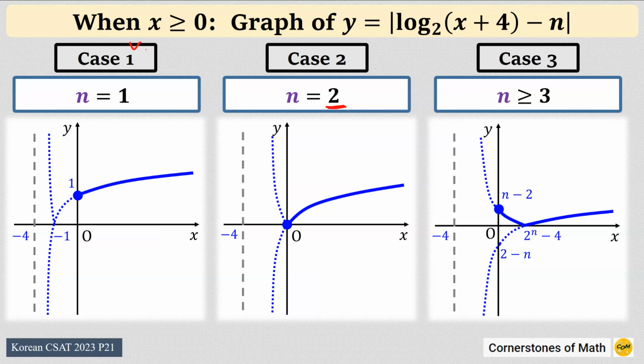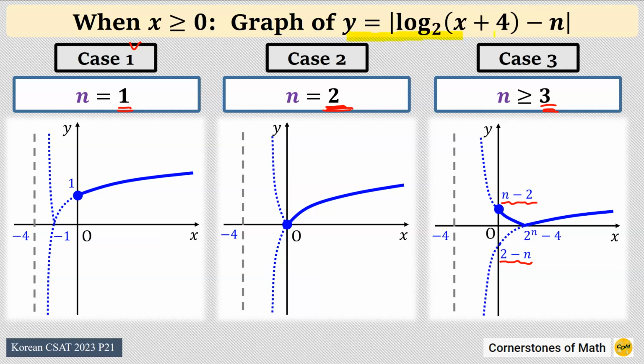The first case is when n is less than 2, but since n is a natural number, that case only includes n equals 1. Then we have n equals 2, and then we have n greater than 2. When n equals 1, the x-intercept is negative and the y-intercept is positive, so we have this graph. And when n equals 2, both x and y-intercepts become 0, so the graph passes the origin. And when n becomes greater than 2, the x-intercept is positive and the y-intercept is negative, so we have this graph. Since this y-intercept is 2 minus n, this y-intercept is n minus 2.